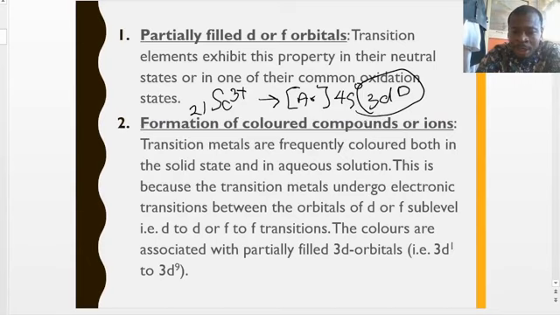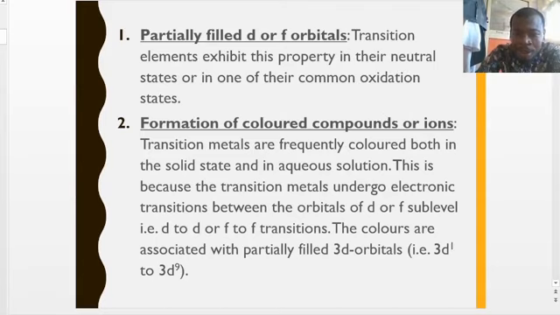So this is how to actually identify those transition ions or transition elements that are not true transition components. So that is it about the first property of the transition metal, partially filled d or f orbitals.